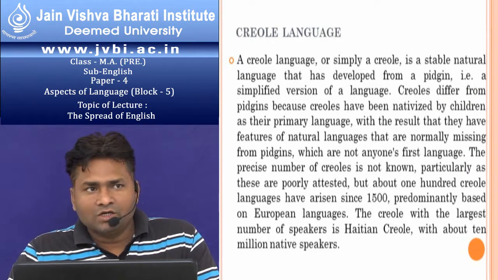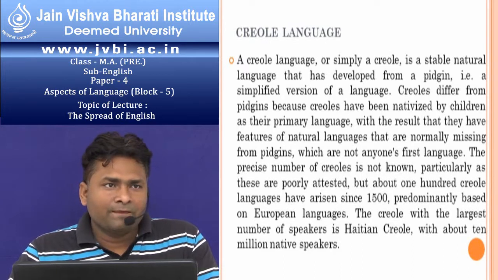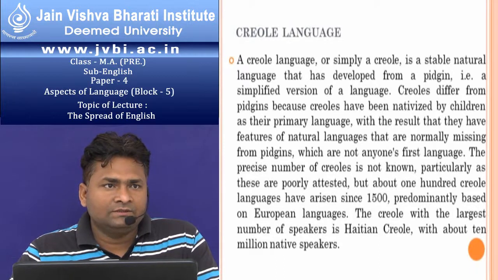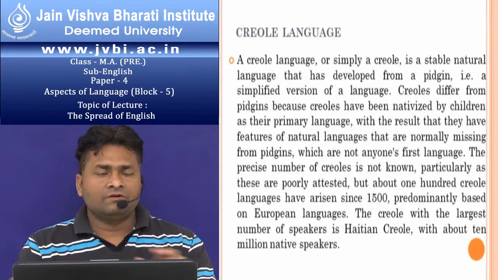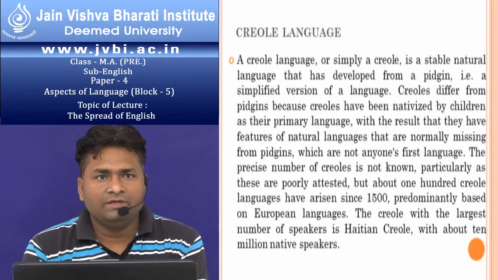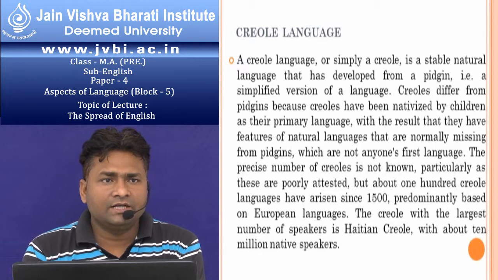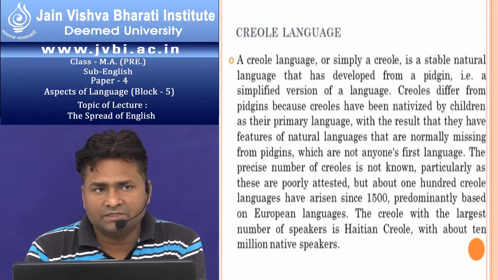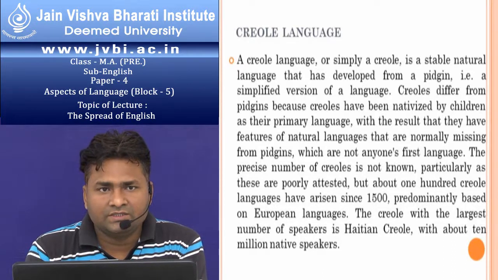Now we are going to talk about a Creole language. A Creole language, or simply a Creole, is a stable natural language that has developed from a pidgin, that is a simplified version of a language. Creoles differ from pidgins because Creoles have been nativized by children as their primary language, with the result that they have features of natural languages that are normally missing from pidgins, which are not anyone's first language.